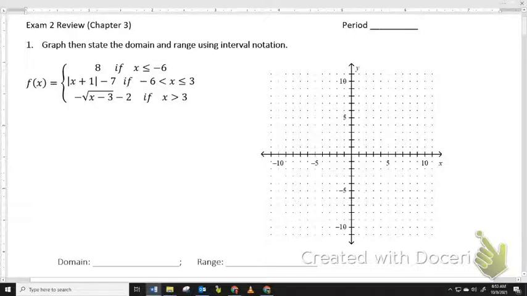I am happy to go over any problems from the review. After school today, I will post my answers for all the review questions, including the work, so you can check your answers against mine. And you can also, if you made a mistake, find your mistake. Okay?